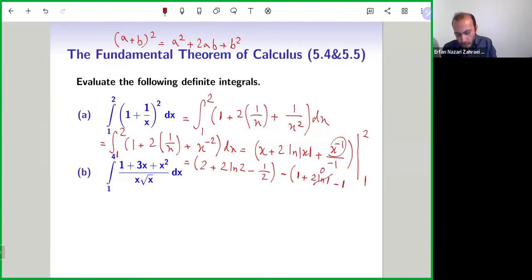Minus 1. When you plug in 1, that's 1 and you have a negative sign, so it's -1. This 1 minus 1, they cancel each other, it's 0. So the answer is basically this. But we can combine these two numbers: 2 minus 1 over 2 is 3 over 2. So the final answer is 3 over 2 plus 2 ln 2.